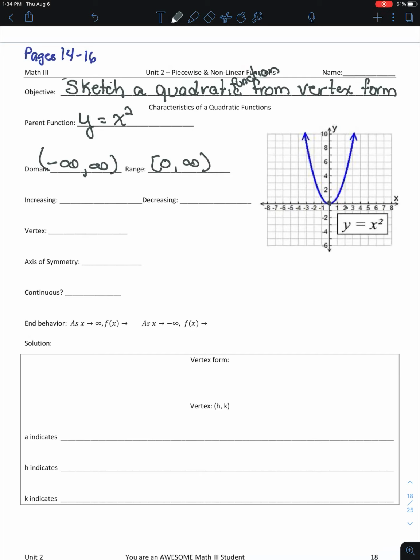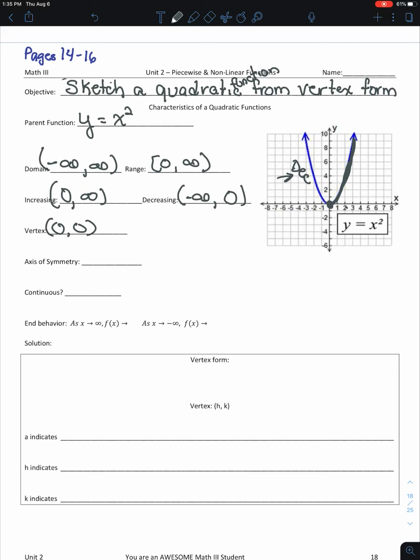Where is it increasing? It's very similar to the absolute value. It's increasing on the second part of the graph, from 0 to infinity. It's decreasing from negative infinity to 0. Again, I like to say 0 is neither increasing nor decreasing, and there's some debate about that in the math community, but I'm the one grading your test. So we're going to say it is neither increasing nor decreasing at 0.